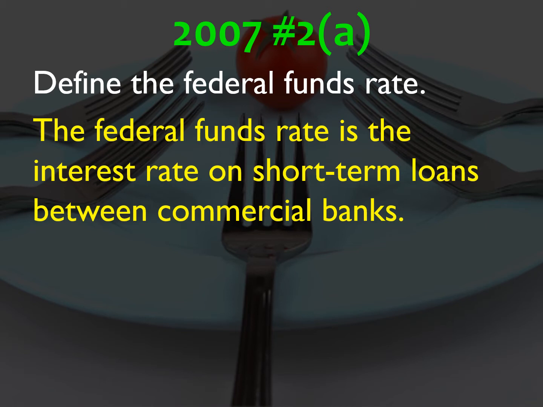So remember, discount rate is like daddy offering a loan to the kids, and the Fed funds rate is like the kids or friends loaning money to each other. So Fed funds, friends. That's one way to remember.